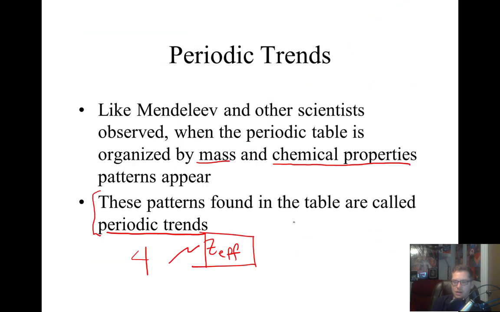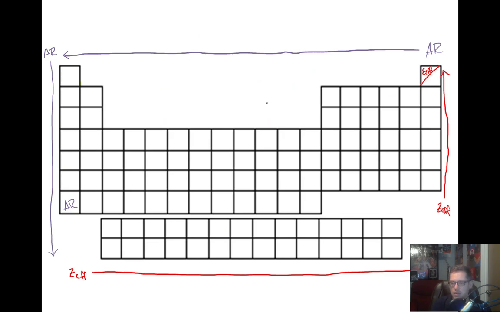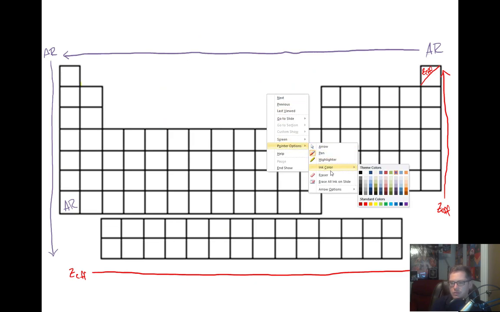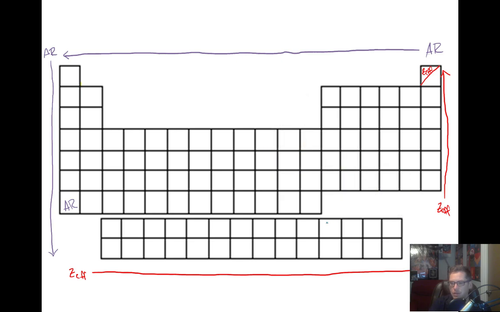So let's draw this on our periodic trends as well. What color should we choose? How about blue? That would be cool. So ionization energy follows the same trend as Z effective. Because our Z effective goes up, our ionization energy goes up.